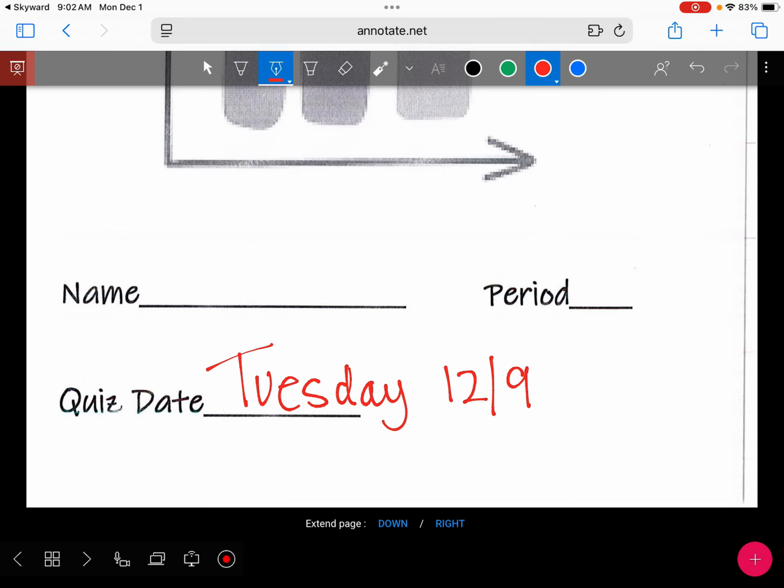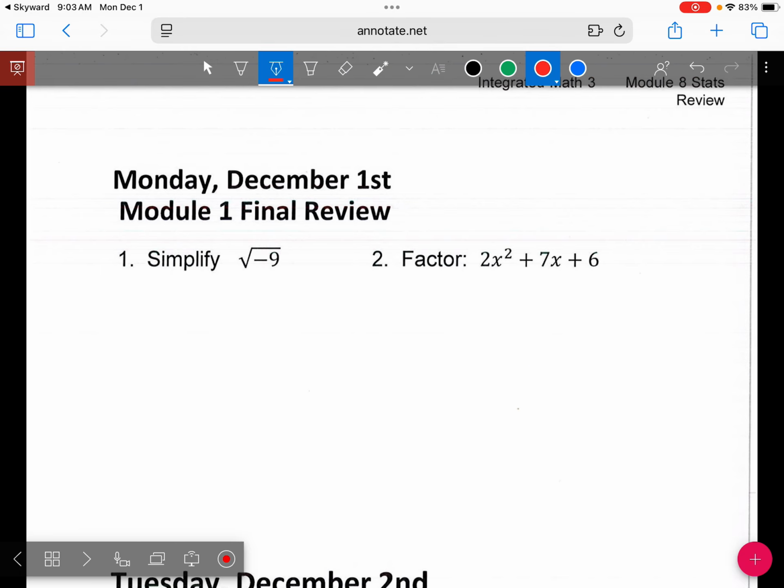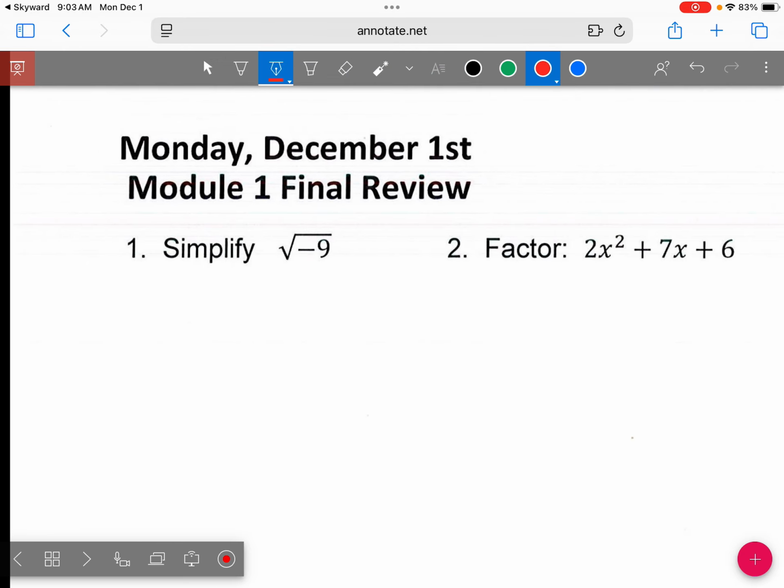Mr. Davis, we all there? We all together? All right, so let's go to the first page. And every day this week, we're going to do a review of something we learned this semester. So we're going to go way back to the first module.